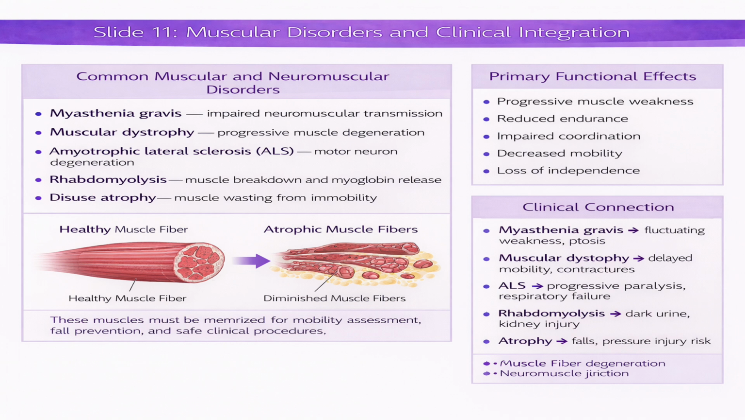As nurses, your role is to detect early signs of deterioration and protect patient safety. This includes the following: monitoring muscle strength and endurance, assessing gait and balance, observing respiratory effort, monitoring urine output in suspected rhabdomyolysis, promoting early mobilization when appropriate, and educating patients and families. Early recognition can prevent complications and improve outcomes.